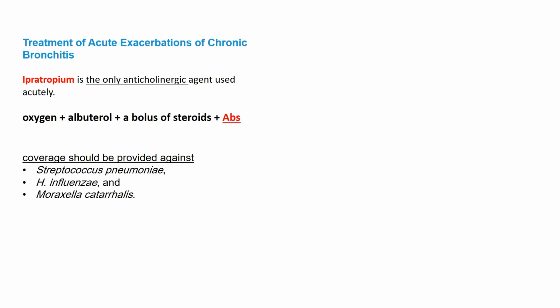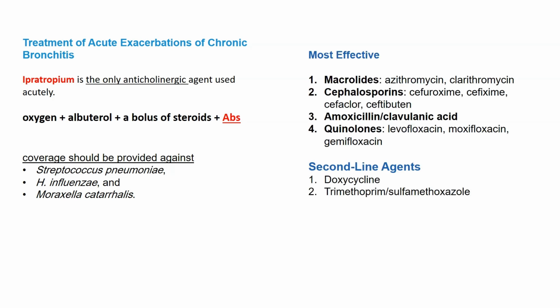The antibiotics should cover Streptococcus pneumoniae, Haemophilus influenzae, and Moraxella catarrhalis. The most effective agents are macrolides like azithromycin, cephalosporins like cefuroxime, amoxicillin and clavulanic acid, and quinolones like levofloxacin. Second-line agents are doxycycline and trimethoprim-sulfamethoxazole.